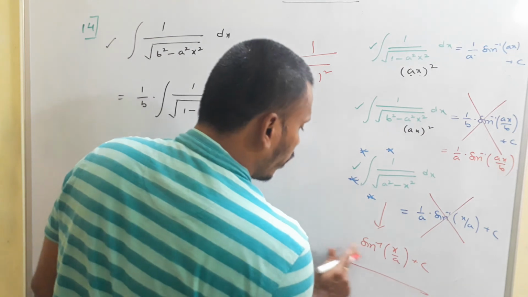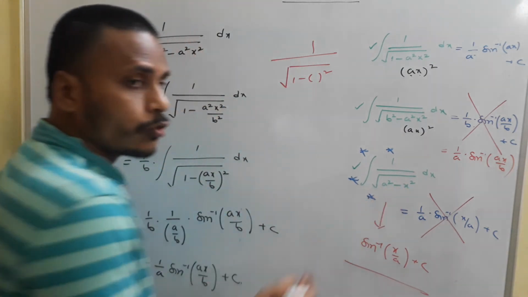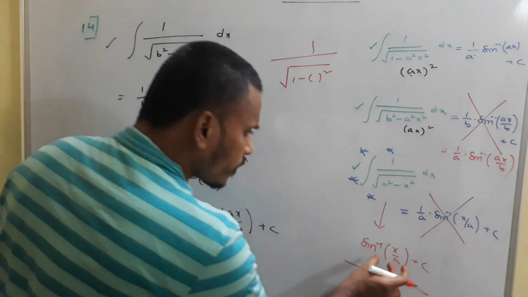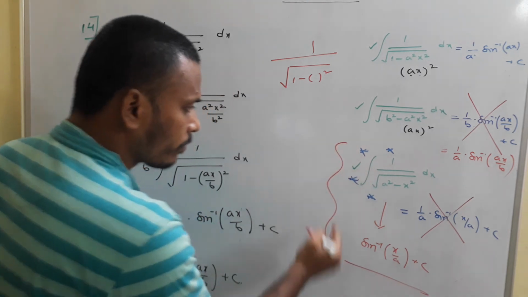That's it, no coefficient here. Okay, because the x coefficient is 1, no need to mention. Sin inverse of x/a plus c. Have a look.